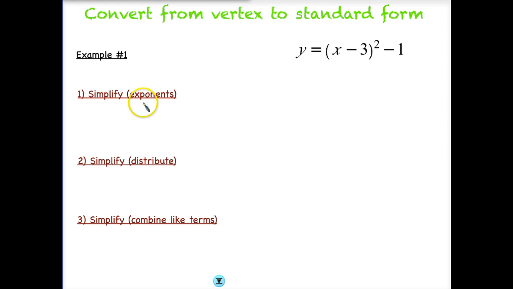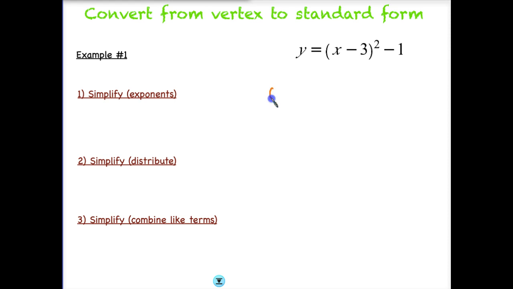So the first thing I'm going to do is simplify, and I'm going to do exponents. Now I didn't do my parentheses because I can't do anything in the parentheses. X minus 3, those are not like terms, so I cannot combine them. So I'm going to go ahead and always do my exponents first here. So if I look, I have x minus 3 squared. So I have this binomial and I need to square it. So let's look at how we would do that.